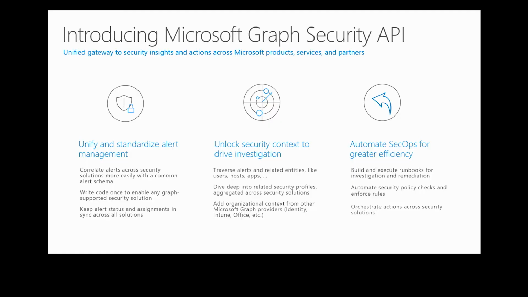What are we trying to accomplish with this API? Obviously, everybody knows we have a problem around security alerts. They all come in different schemas. They all have different APIs to connect. Very difficult to get them out of the system where they originate and into the system where you want to work with them. This is the API that's going to solve that problem.